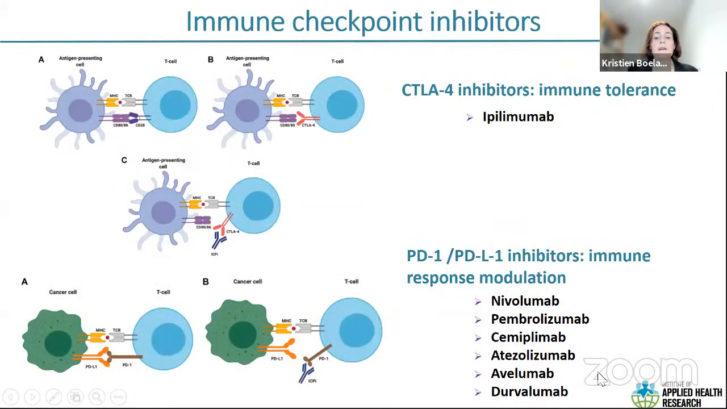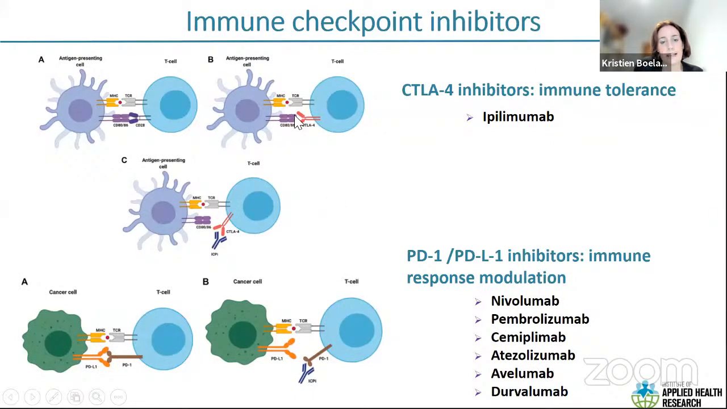So these drugs are used increasingly for a number of conditions, and there are 2 main classes of these drugs. So there are CTLA-4 inhibitors. So this is cytotoxic T lymphocyte antigen inhibitors. And this cartoon here illustrates what this drug does.